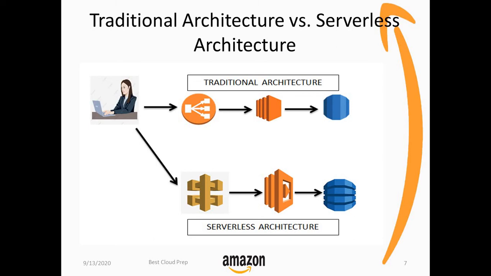Then you're going to have a Lambda function behind it that scales out automatically. You don't have to worry about it. And if you're going to have serverless, then you want a database that is serverless. So either it's going to be DynamoDB or Aurora Serverless.